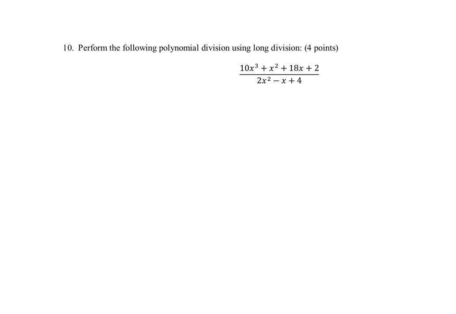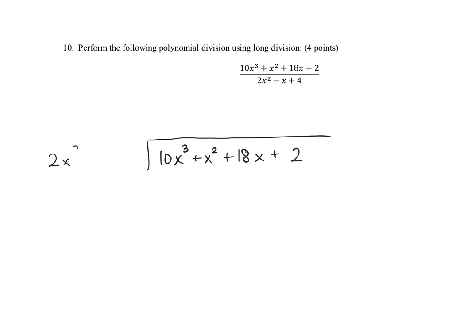Okay, number 10, perform polynomial long division. This was from section 3.3. So the numerator goes inside the long division bar. And if there are any missing terms, remember those need to be represented with a 0 to hold the place of those missing terms. The denominator goes out here.